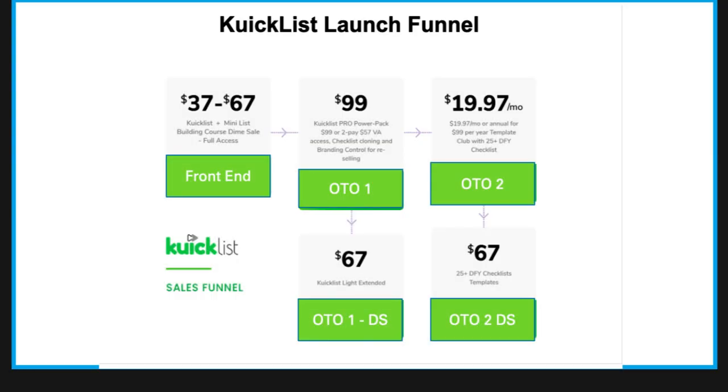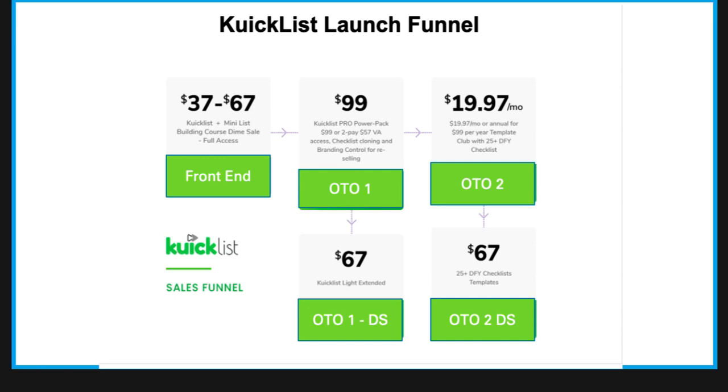Now the front end is $37 to $67 depending on what time you actually join this launch. It'll be slightly different, but even at $67 I just see so much use you can get out of this tool, guys. I think this is really worth the money. You get Kuicklist, you get a mini list building course, and obviously you get the full access. $99 is OTO1, and that's the Pro Power Pack. And as I said, that's where my bonus number 2 comes in. $99, or you can pay 2 payments of $57.